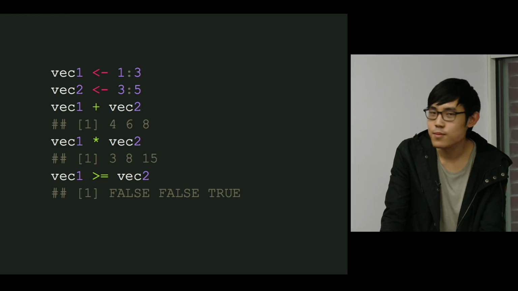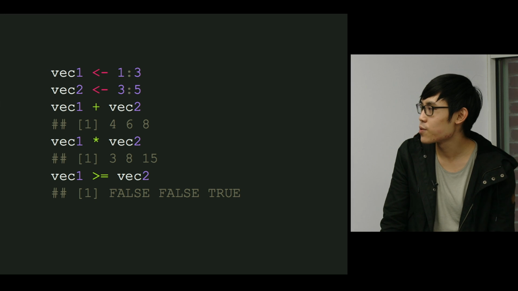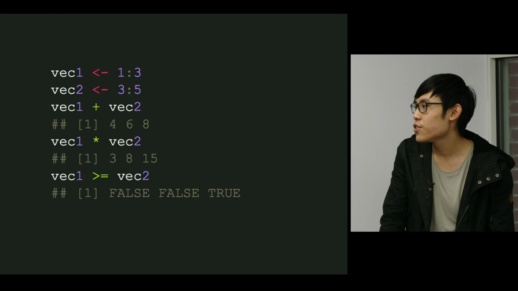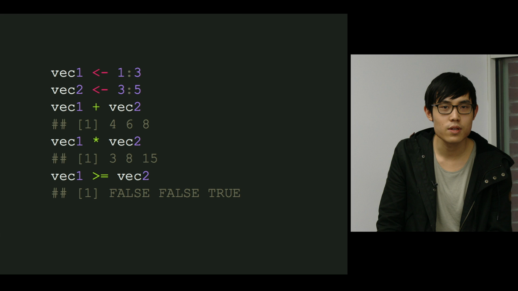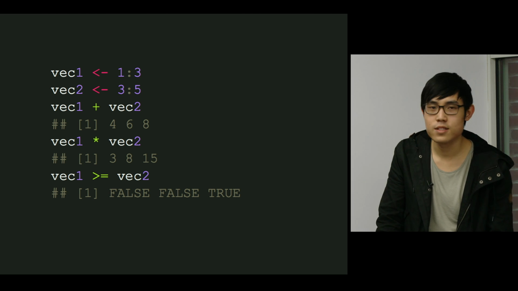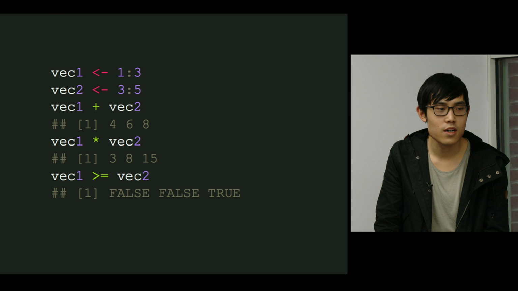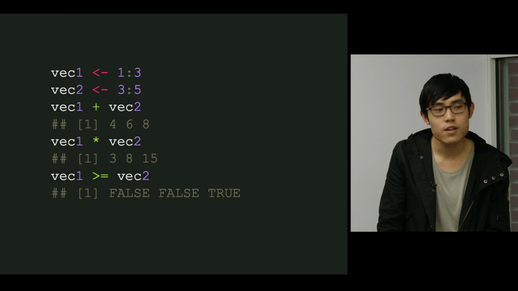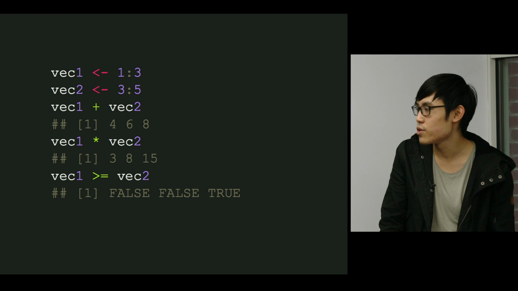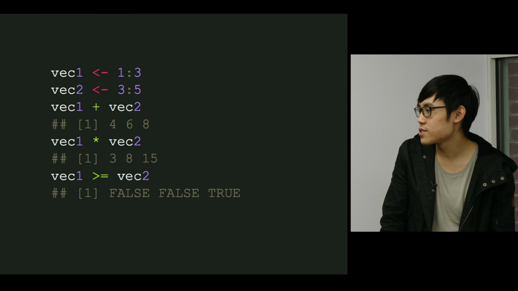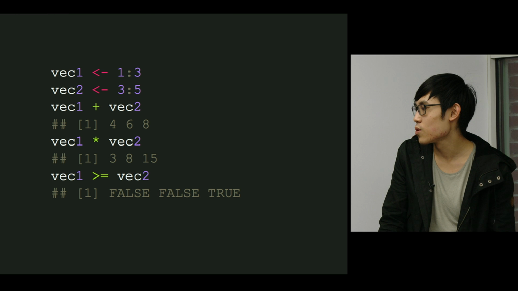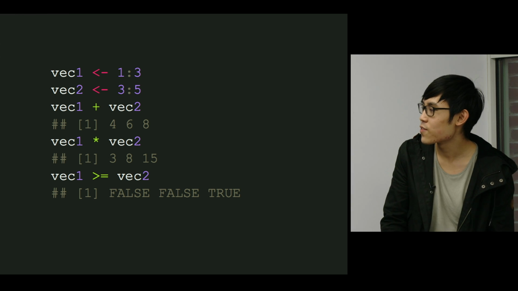So here is vectorized operations. I'm generating a value 1 to 3, assigning that to vec1, 3 to 5, vec2, adding them together. It adds them component-wise, so it's 1 plus 3, 2 plus 4, and so on. Vec1 times vec2. This multiplies the two values component-wise, so it's 1 times 3, 2 times 4, and then 3 times 5. And then similarly, you can also do comparisons, logical comparisons. So it's false, false, true in this case because 1 is not greater than 3, 2 is not greater than 4. This is, I guess, another typo. 3 is definitely not greater than 5.